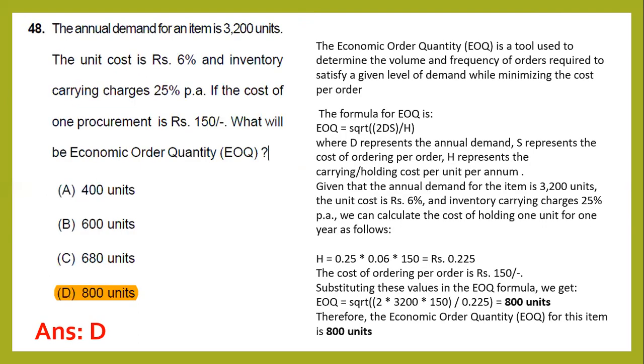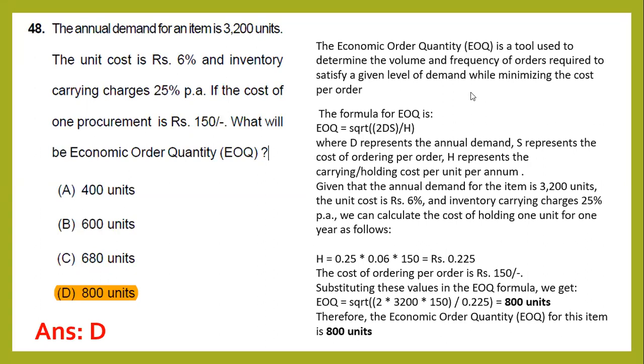48th question. So this is once again related to EOQ problem. The annual demand for an item is 3,200 units. The unit cost is 6% and inventory carrying cost is 25% per annum. If the cost of one procurement is rupees 150, what will be EOQ, economic order quantity?